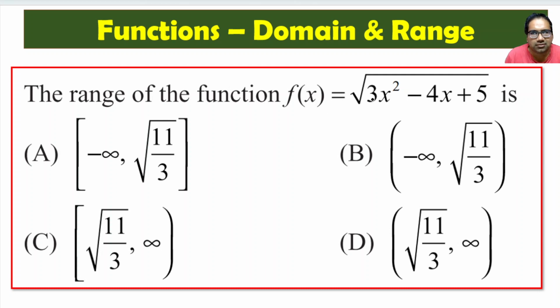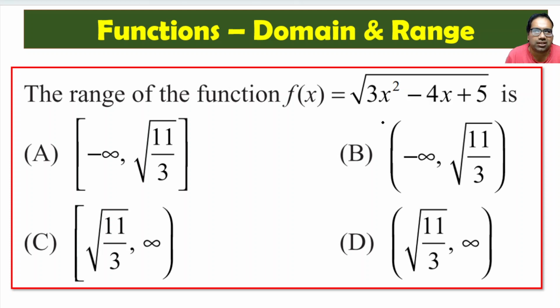Let us take this term which is within the root, 3x squared minus 4x plus 5. Ideally, for this function to be defined, 3x squared minus 4x plus 5 should be greater than or equal to 0. Then only the function is defined. Now, when is this greater than or equal to 0?